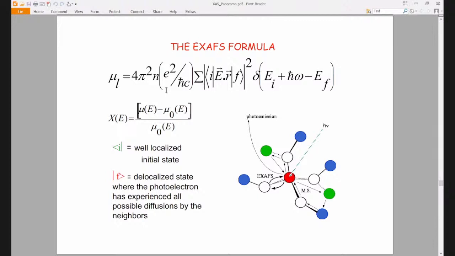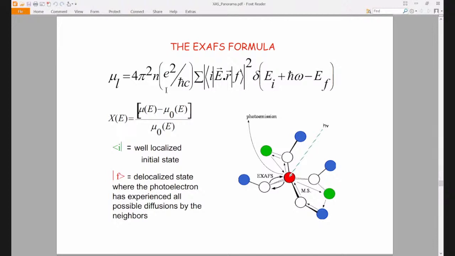Now, what Stern assumed, and what is true at the end, is that the processes where the paths are shortest are the most important. That means the electron goes out, hits one atom, and comes back. This is the most important process. The other ones with several legs are decreasing in intensity. I will explain why in a short while, but this was a good assumption of Stern.